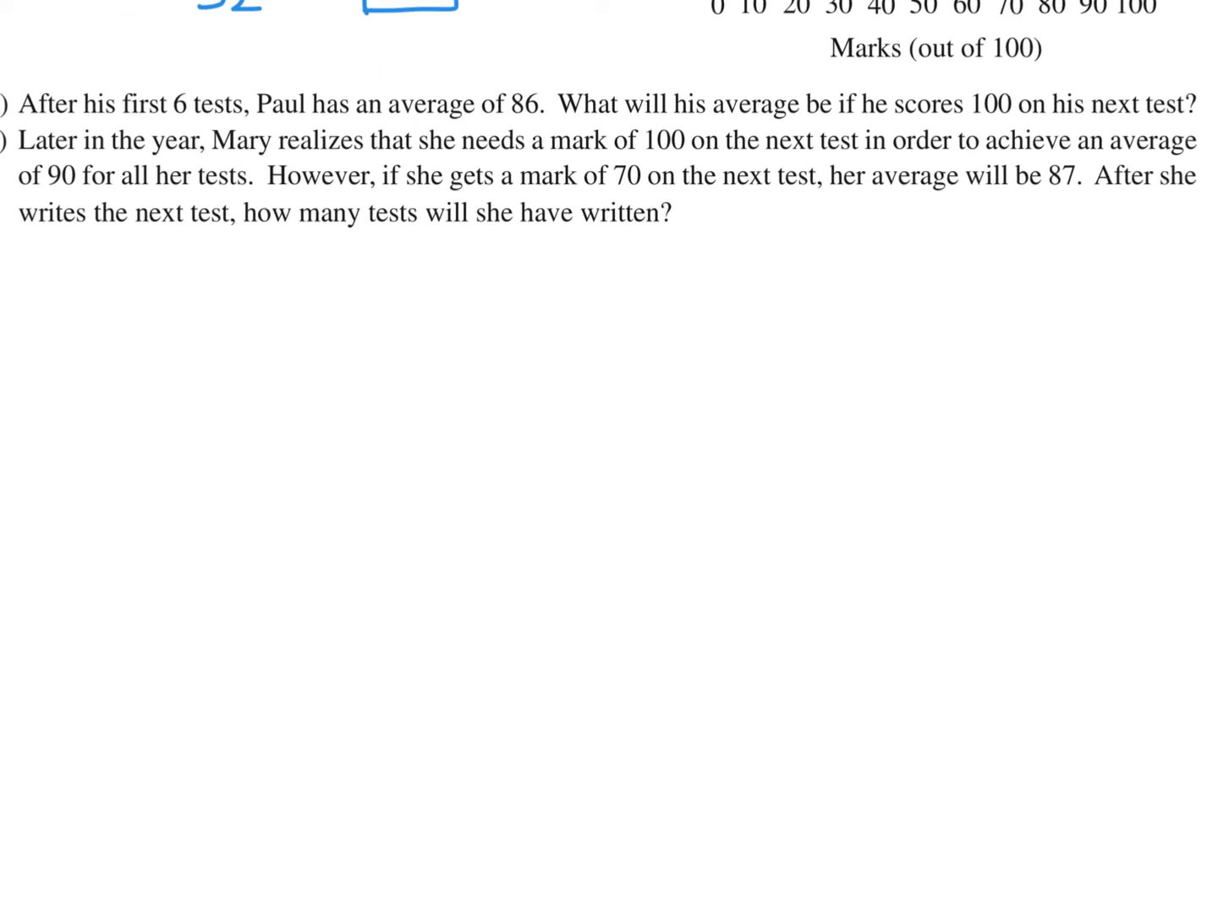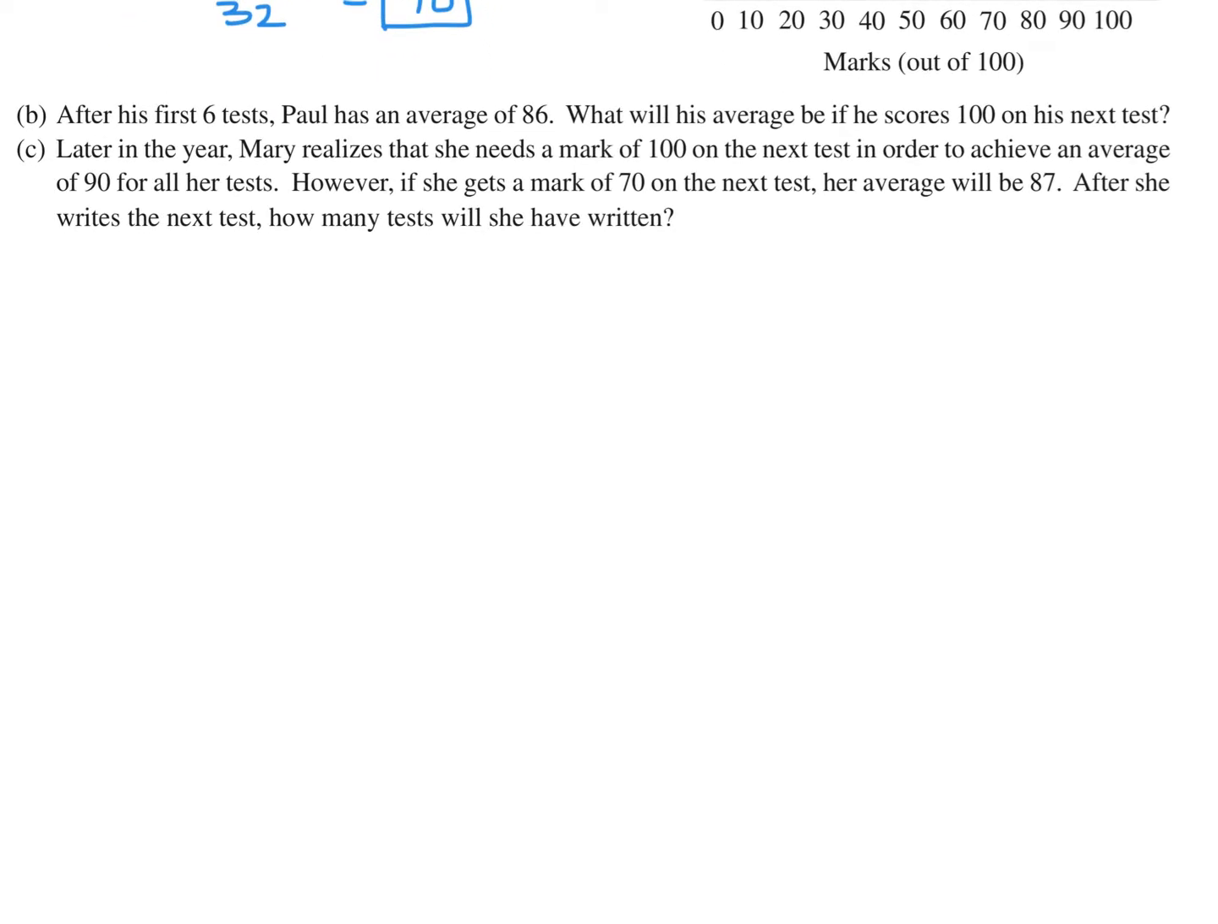Part B. After 6 tests, Paul has an average of 86. What will be his average if he scores 100 on the next test? Okay, so the first 6 tests, his average is 86. So the sum of all those will be 6 times 86. And then you have to add to that the next test, which he scored 100, or at least that's the scenario.